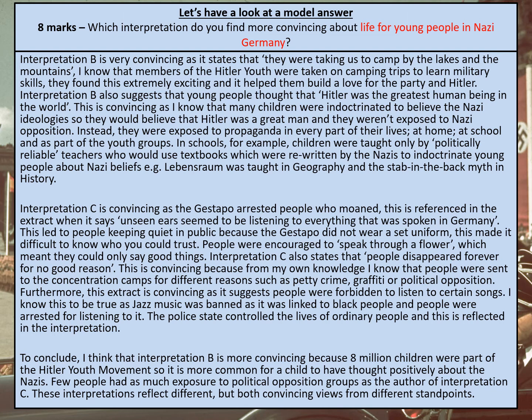Interpretation C is convincing as the Gestapo arrested people who moaned. This is referred to in the extract when it says unseen ears seemed to be listening to everything that was spoken in Germany. This led to people keeping quiet in public because the Gestapo did not wear a set uniform. This made it difficult to know who you could trust. People were encouraged to speak through a flower, which meant they could only say good things. Interpretation C also states that people disappeared forever for no good reason. This is convincing because from my own knowledge I know that people were sent to concentration camps for different reasons such as petty crime, graffiti or political opposition.